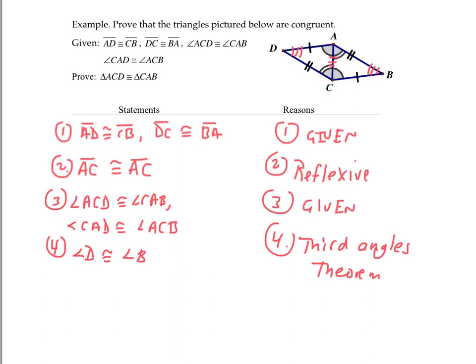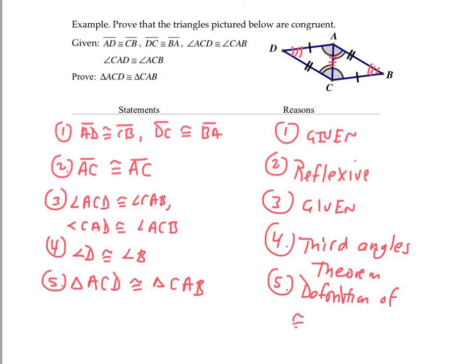Okay, we've shown that every pair of corresponding sides are congruent, every pair of corresponding angles congruent. We get to make our final conclusion that triangle ACD is congruent to triangle CAB. And that's just by definition of congruent figures.